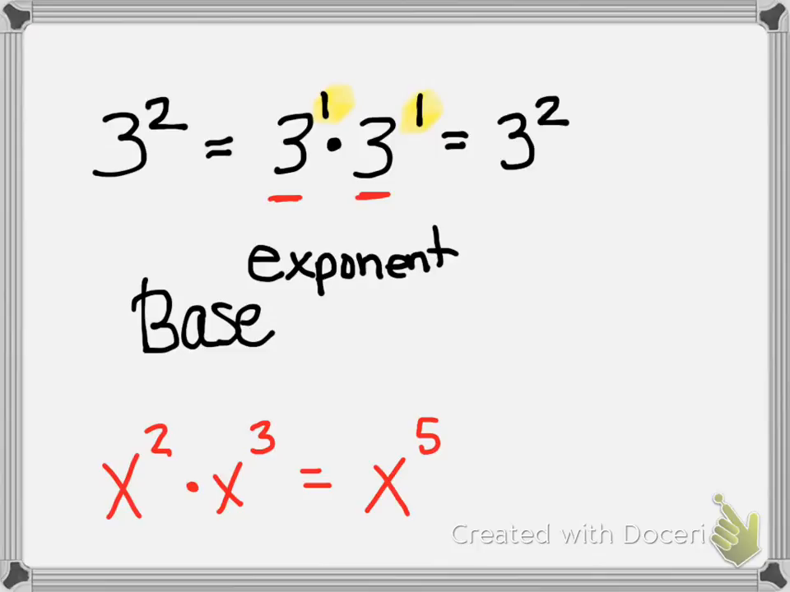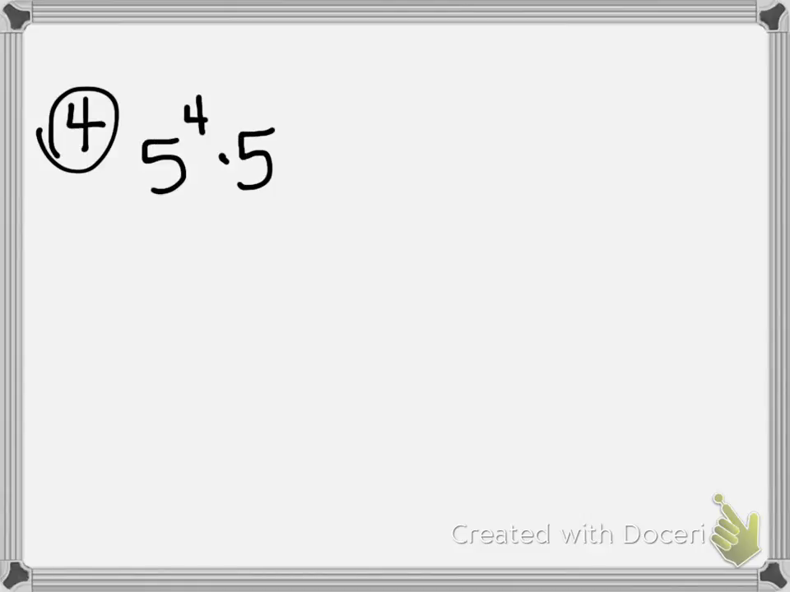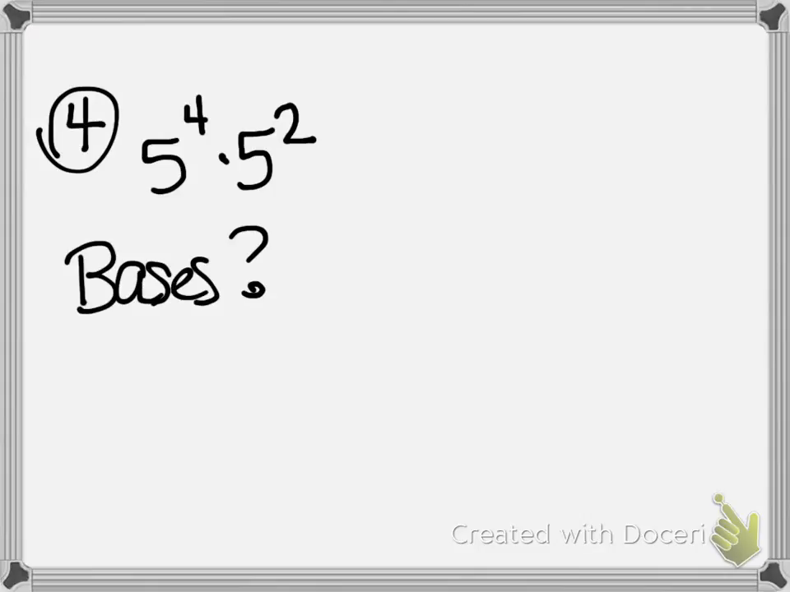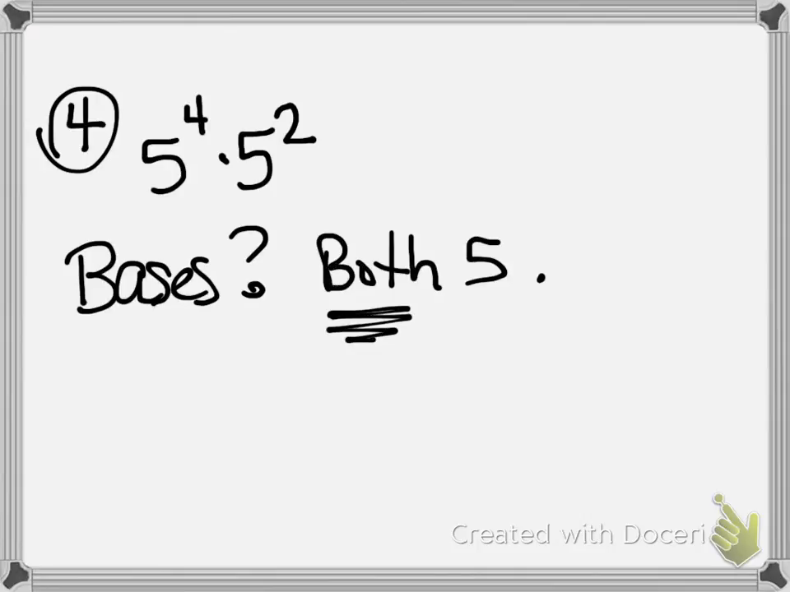So let's refer then to our activity. Let's look at number 4. Number 4 has 5 to the 4th power times 5 squared. Are the bases the same? Yes, they are. They're both 5. So because they're both 5, and only because they're both 5, we simply add our exponents. And that's going to simplify to 5 to the 6th power. So you can see on your activity the answer is B.